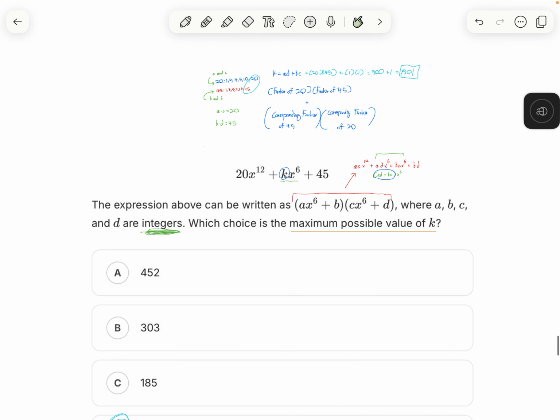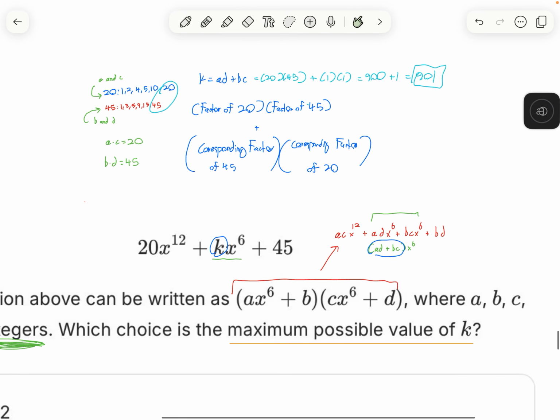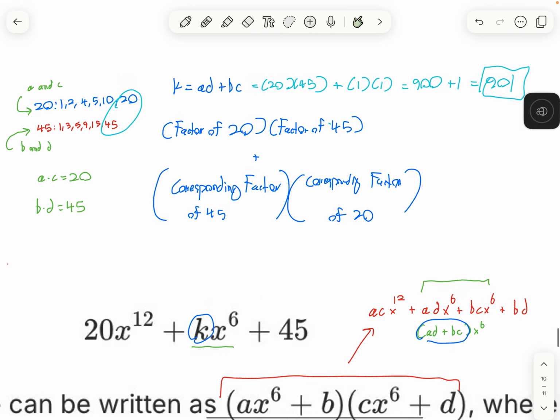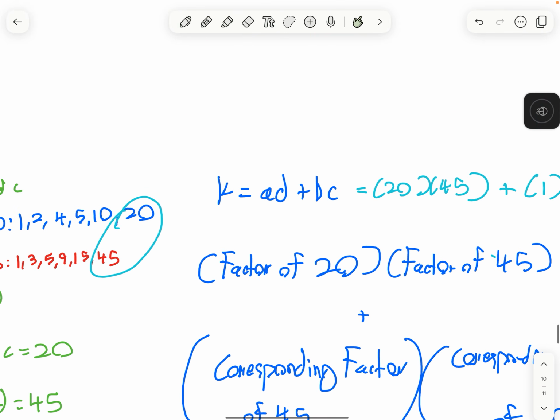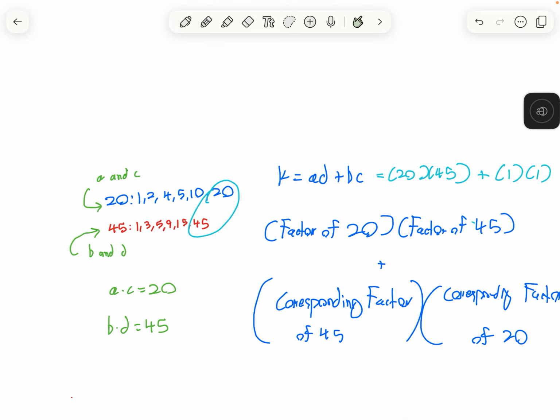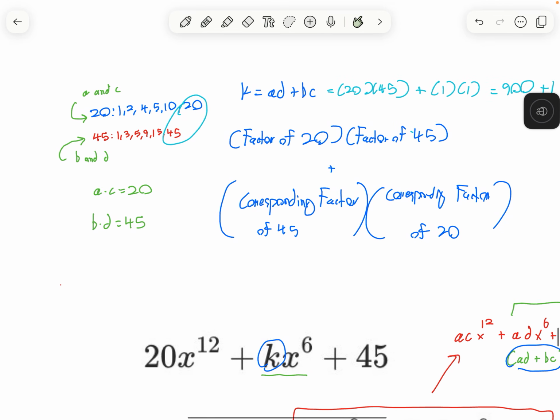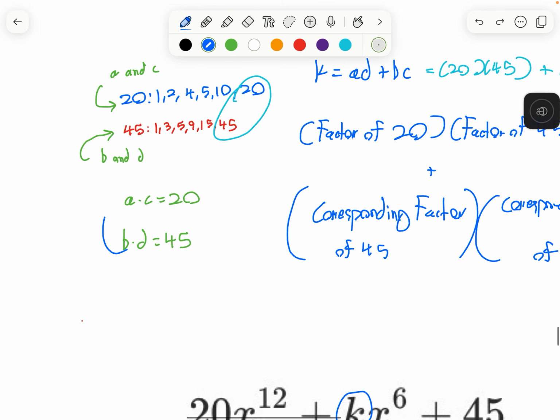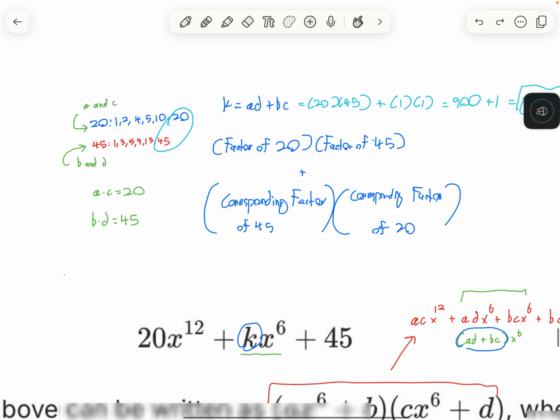Now, what are the key things to take away for this problem? Well, first of all, determine what K can be. What actually is K? In this problem, we figured that K is AD plus BC. Once we figure that out, we realize that A, B, C, and D, you can actually give meaning to those numbers because those are factors of 20 and 45.